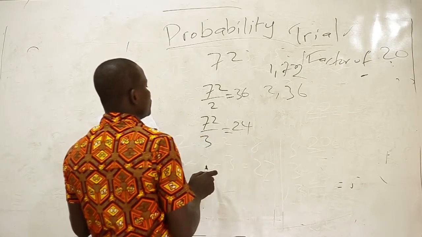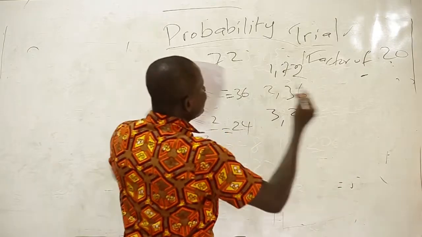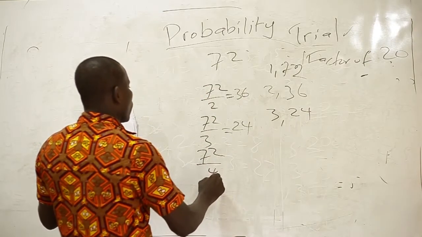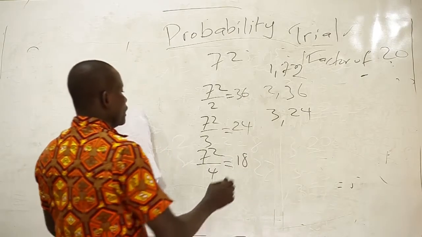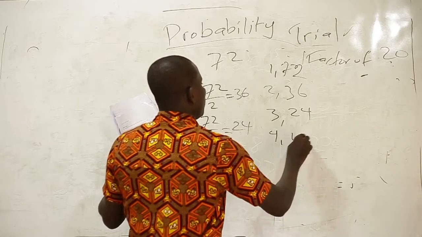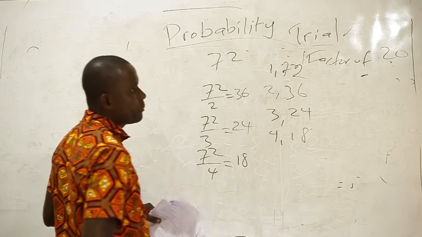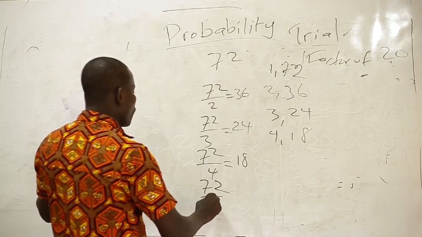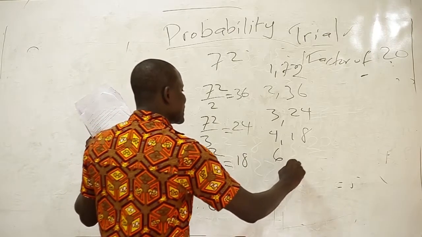Are you getting the point? So I write 3, 24. You see that it is closing. 72 over 4 will be what? I think 18. Okay. So I have 4 and 18. 72, when you divide it by 5, there will be a remainder. So let's see, 72 over 6 will be 12, right? So I'll write 6 and 12.